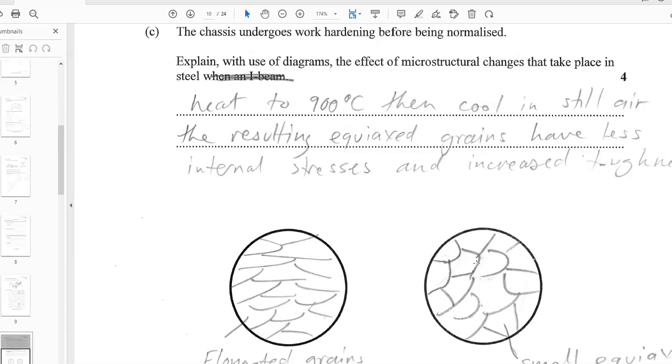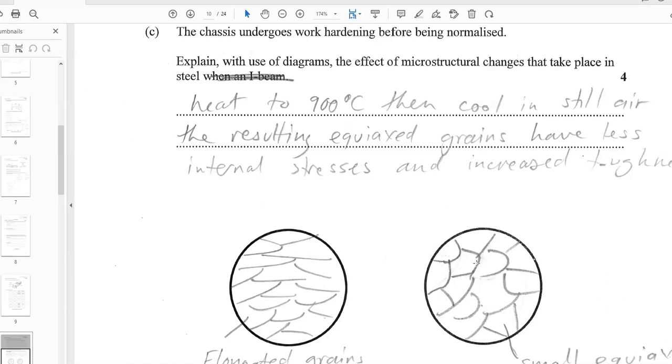Normalizing. Again, this is stuff you've done in year 11. Heat to 900 degrees. If someone wrote heat to red hot, if someone wrote heat to fully austenite, if someone wrote to heat above the upper critical temperature or UCT, all of those are correct. Heat to 100% gamma steel, all of those are correct. Heat to 900 degrees is actually the more accurate. That's what Copeland says. Heat to 900 degrees C.